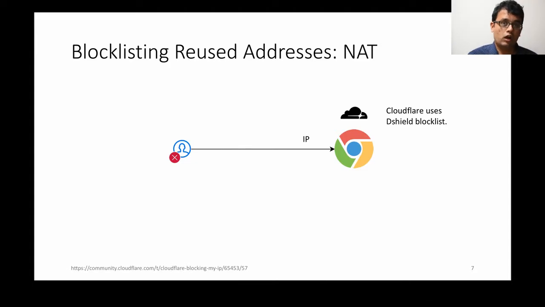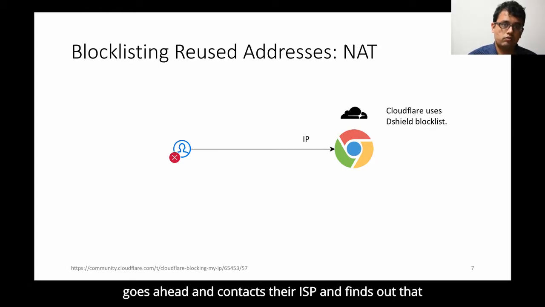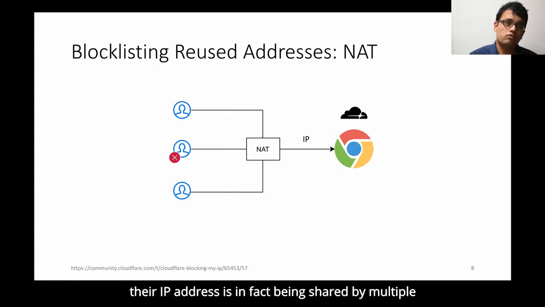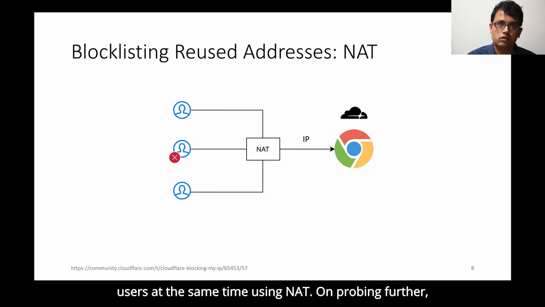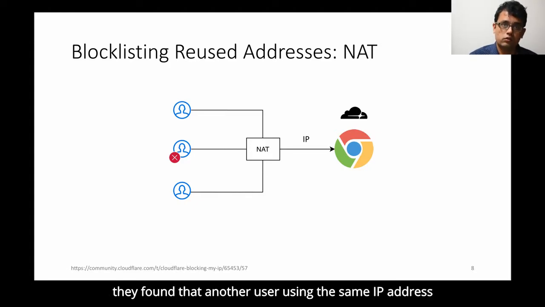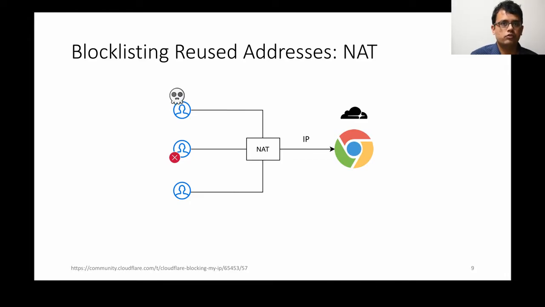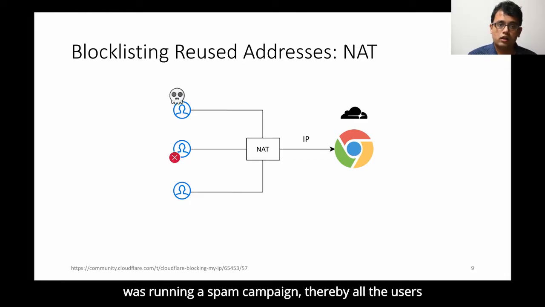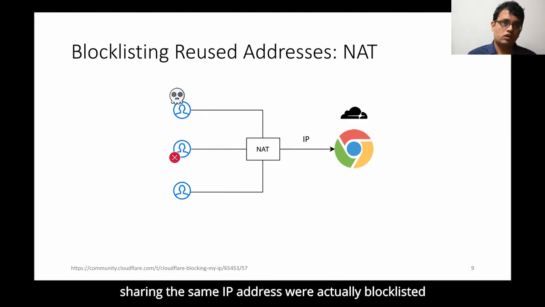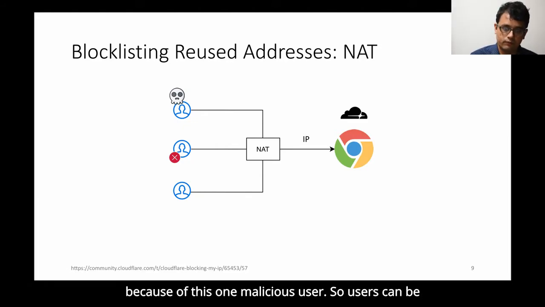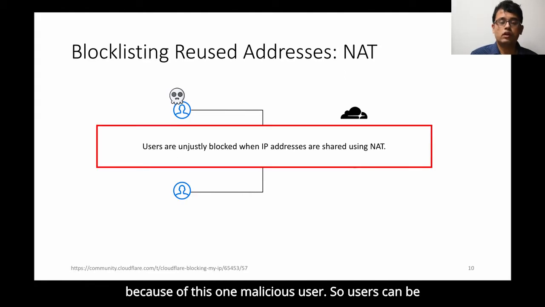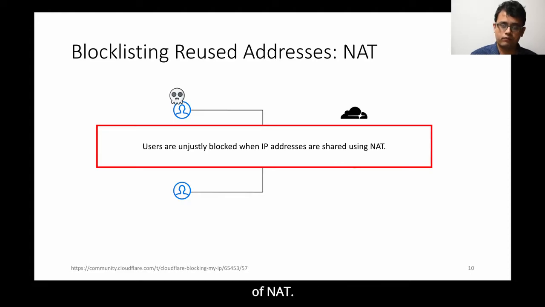Now, the user goes ahead and contacts their ISP and finds out that their IP address is in fact being shared by multiple users at the same time using NAT. On probing further, they found that another user using the same IP address was running a spam campaign, thereby all the users sharing the same IP address were blocklisted because of this one malicious user. So, users can be unjustly blocked if their IP address is shared because of NAT.